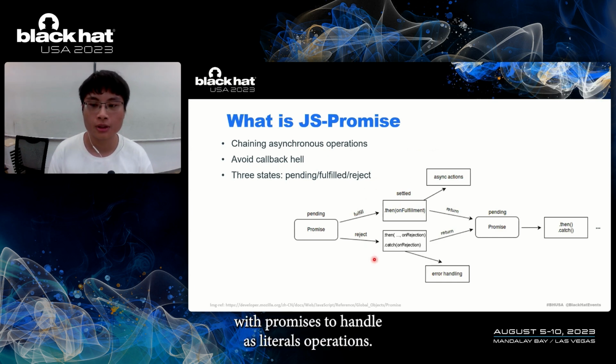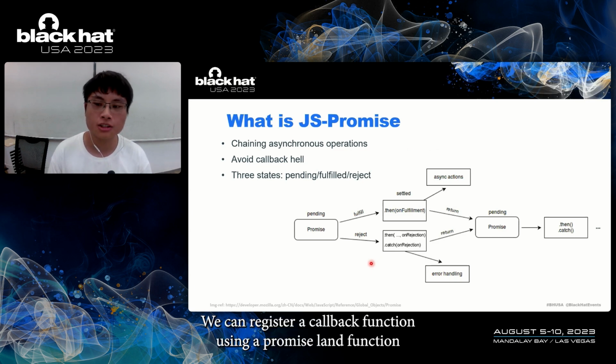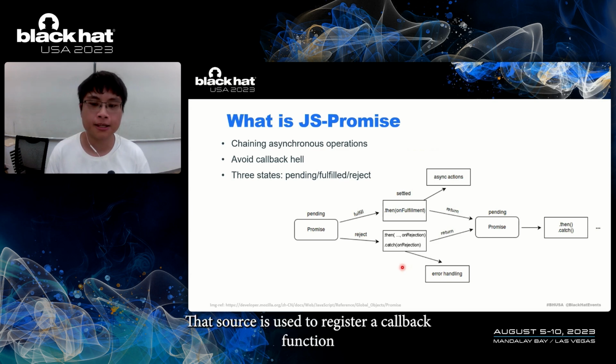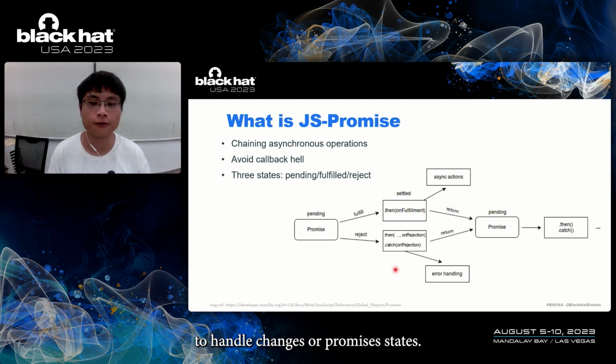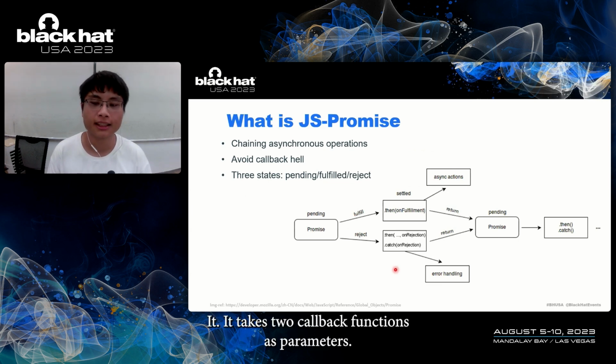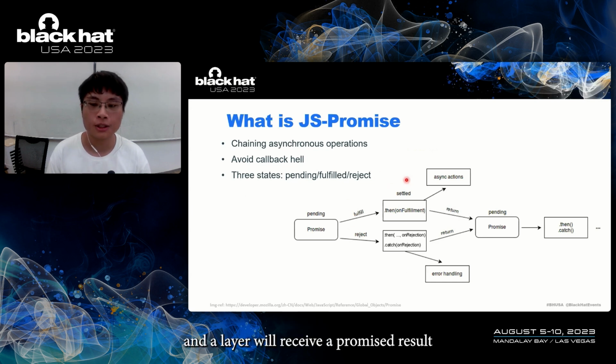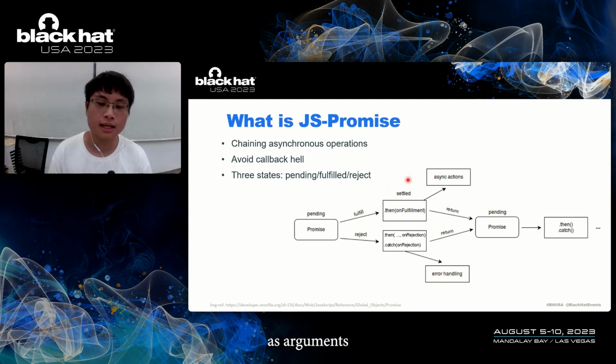When working with promises to handle asynchronous operations, we can register callback functions using the promise.then function and the promise.catch function to handle both successful and failed operations. The promise.then method is used to register a callback function to handle the changes of promise states. It takes 2 callback functions as parameters. These functions will be called when the promise is settled, and they will receive the promise result as an argument.